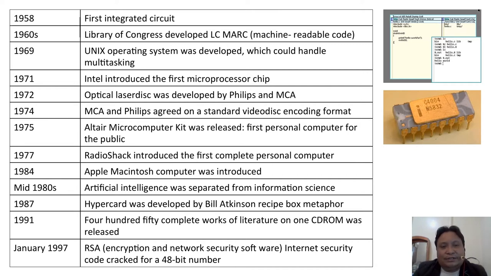Then in 1975, the Altair microcomputer kit was released. The first personal computer for the public. So that was the first PC introduced for public use. Then in 1977, Radio Shack introduced the first complete personal computer.